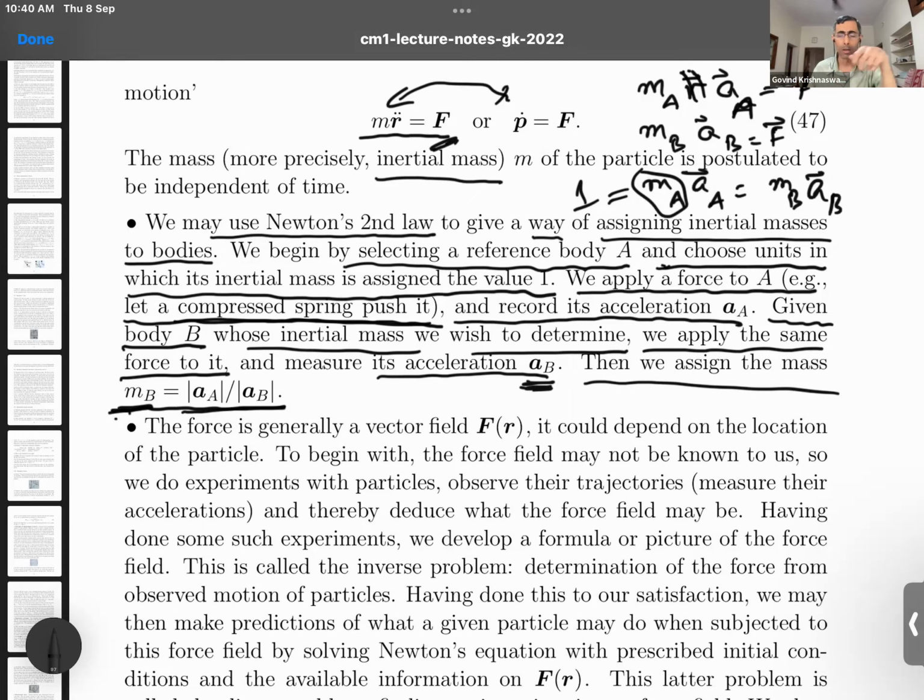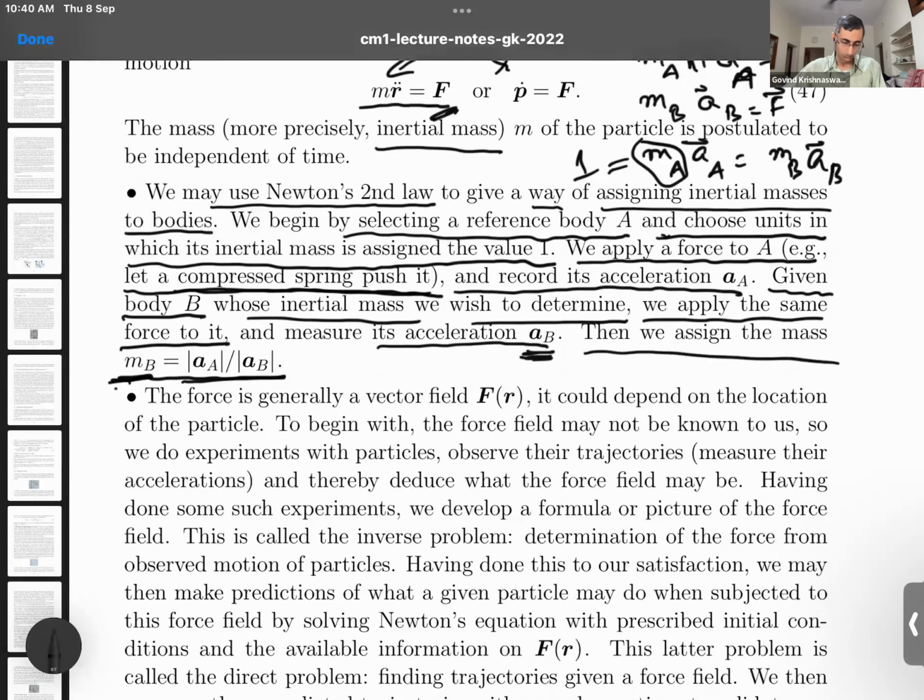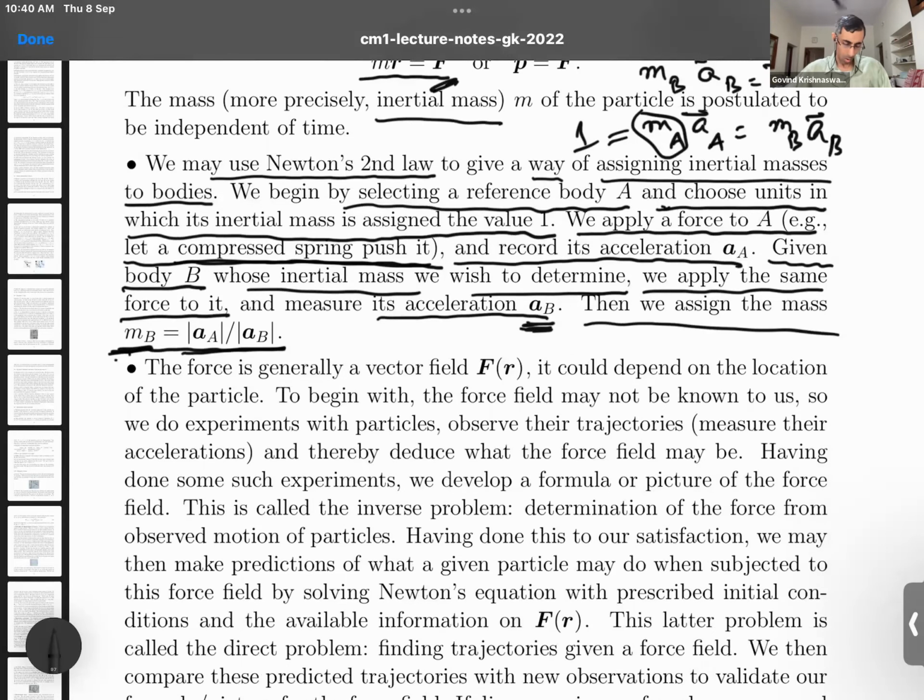Your camera may not be that good. Somebody may improve and use a laser and so on, in principle. All right.